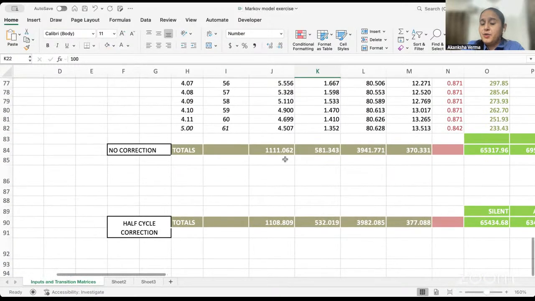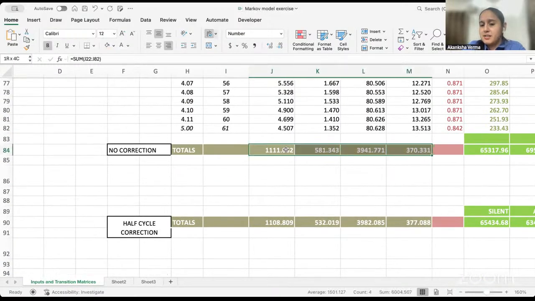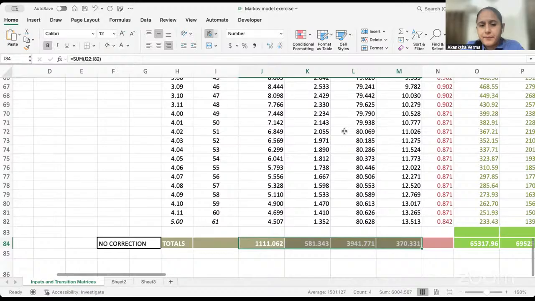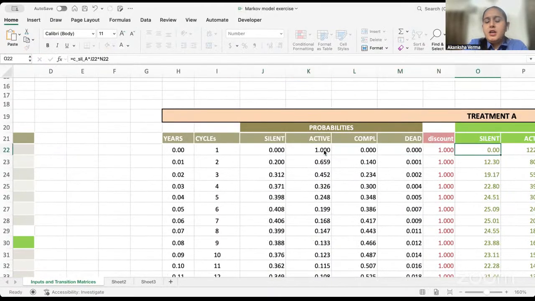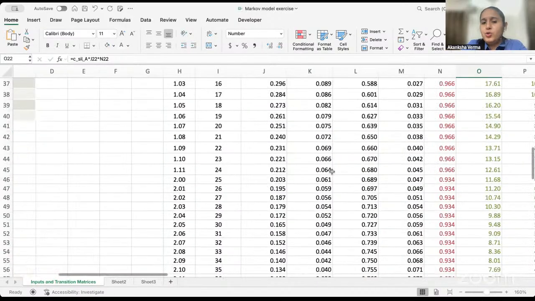So if we were doing the analysis without discounting, the value should have been 100, not two. Okay, let's keep it to one. Then you do the sum.